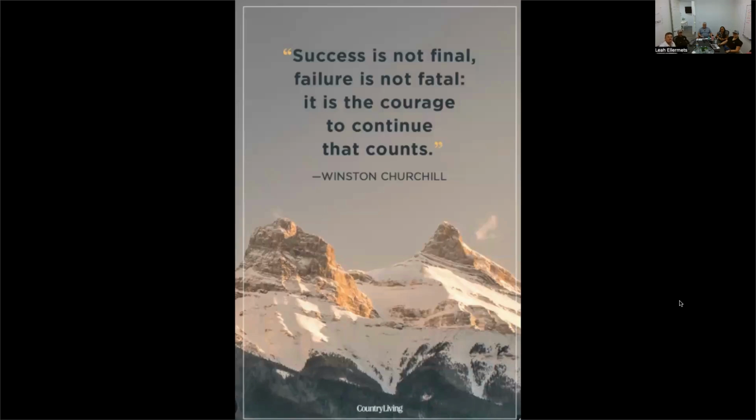I like this one. Winston Churchill. I got this from Country Living. Success is not final, failure is not fatal. It's the courage to continue that counts. I just think it's so true. And what we do, we need to stay after it and do the same things day in and day out.